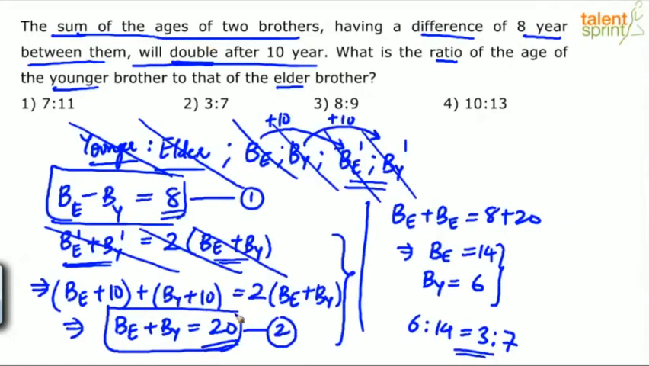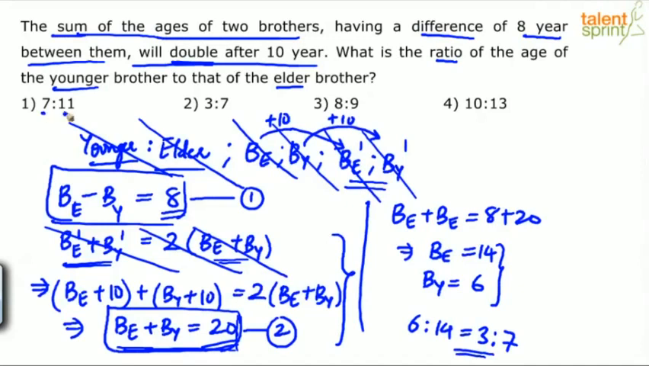The first point is you can mentally understand that BE plus BY will be equal to 20. That's the first point, right? Now, what do you know from this equation that we have got? Since BE plus BY is equal to 20, we can verify from the answer options. Let's say the first option, right? BY is 7, BE is 11. What is the sum? 7 plus 11, 18.